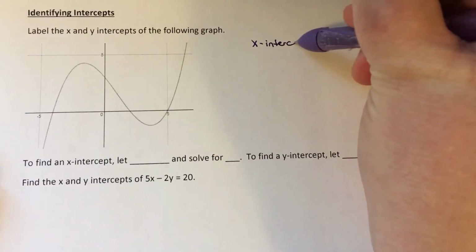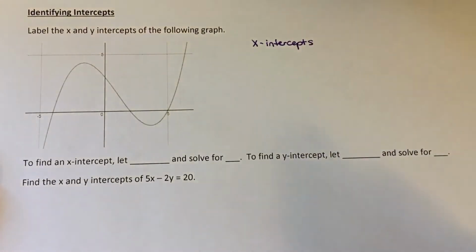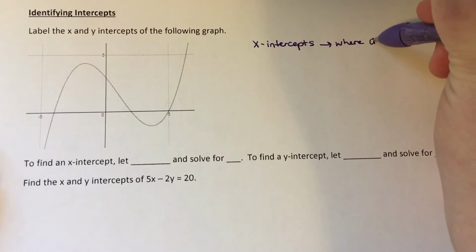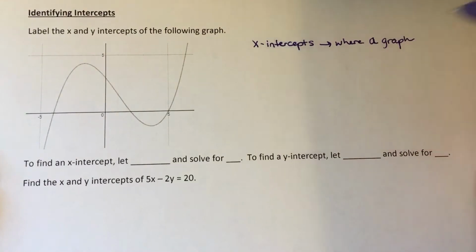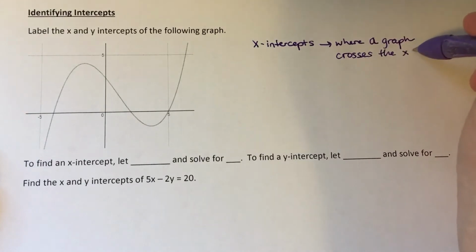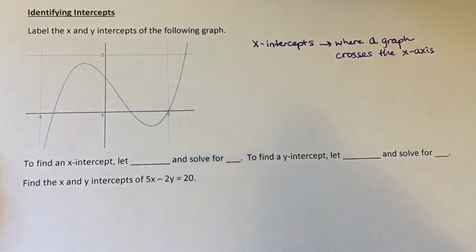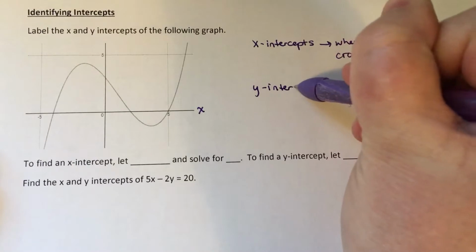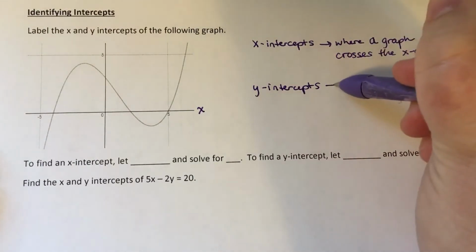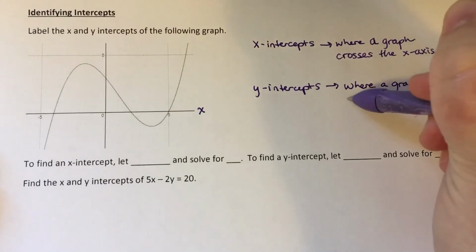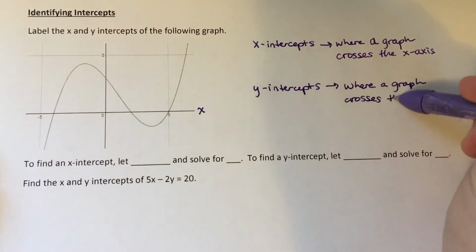X-intercepts are where the graph crosses the x-axis. So where a graph crosses the x-axis. And hopefully remember the x-axis is the horizontal one. Y-intercepts are where a graph crosses the y-axis. So where a graph crosses the y-axis.